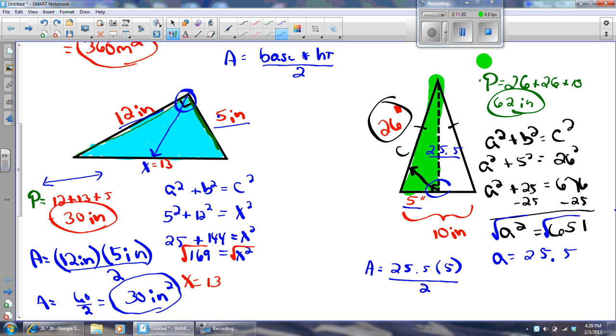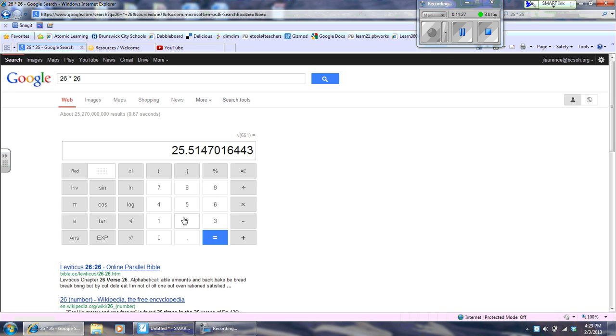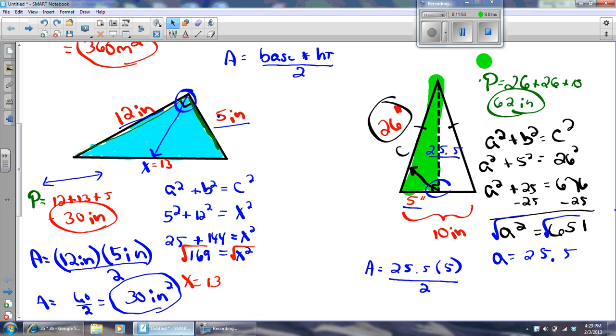Okay, and if I want, I can go back to that calculator I was using, and I can do 25, and I don't see a decimal point. Oh, there it is right in front of me. Sorry. Okay, and we're going to multiply that by 5, and it's going to get us 127.5, and I'm going to divide it by 2, and then we're going to get 63 and 3/4. And I'm not going to round that. I'm going to leave it as that answer.